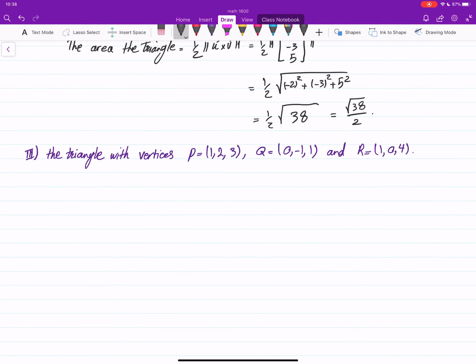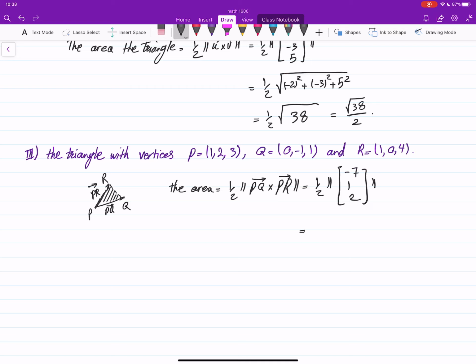How about this one? Okay, again, we have 3 points P, Q, R. You can form two vectors PQ, PR. These give you a triangle. The area of that is going to be half of the length of PQ cross PR. And for PQ, PR, again, I'm using the same points as in the previous example. The cross product was -7, 1, and 2. And don't forget that half, because that is going to be very important.